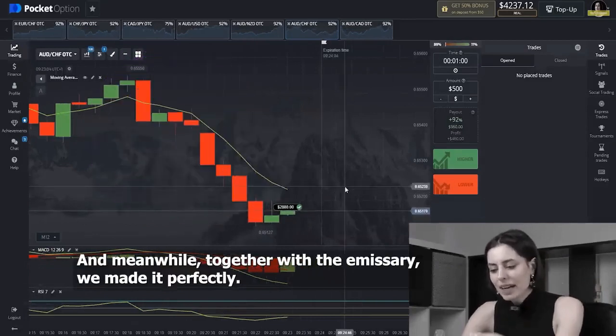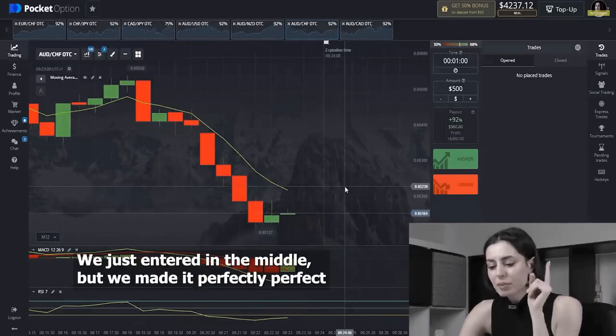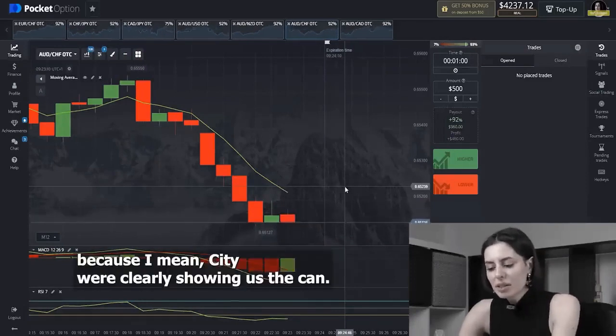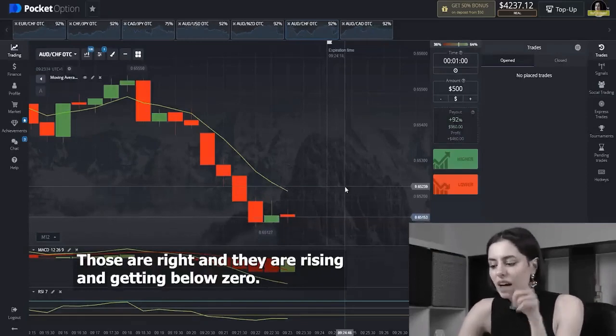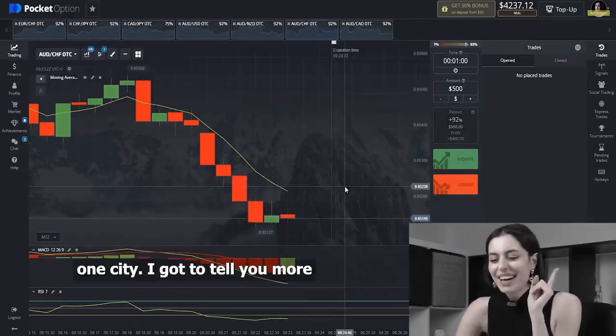So while I've been talking, together with the MACD, we made it perfectly. We just entered in the middle, but we made it perfectly, because MACD was clearly showing us the candles are red and they are rising and getting below zero. Nothing worth telling today about that zero level, but check more videos with MACD. I'm going to tell you more.